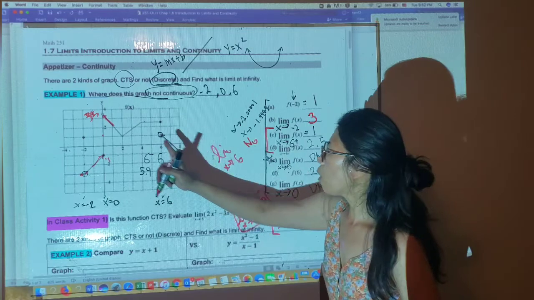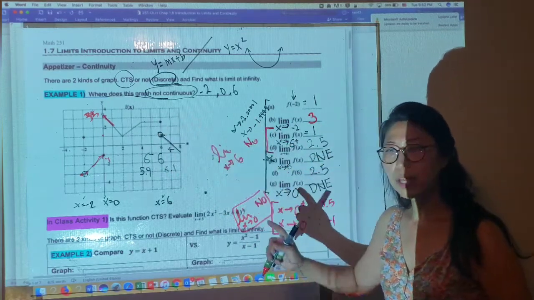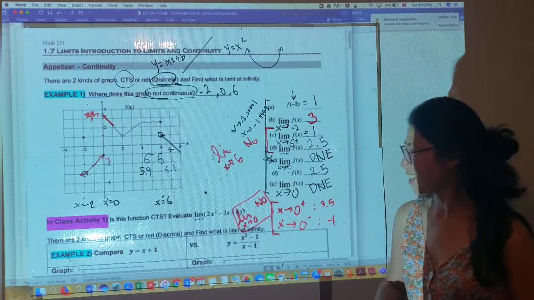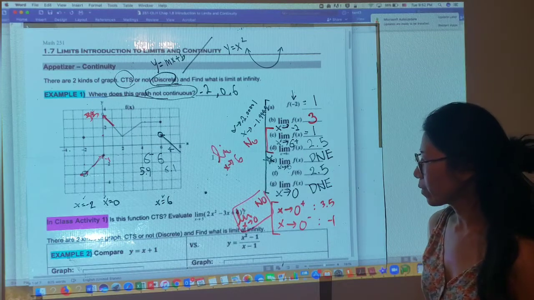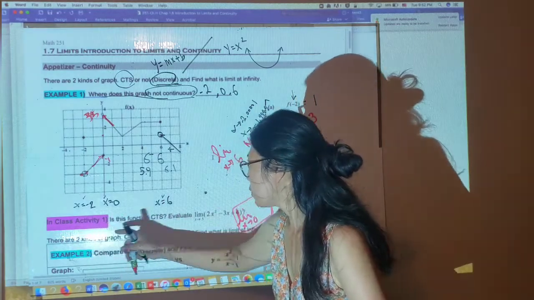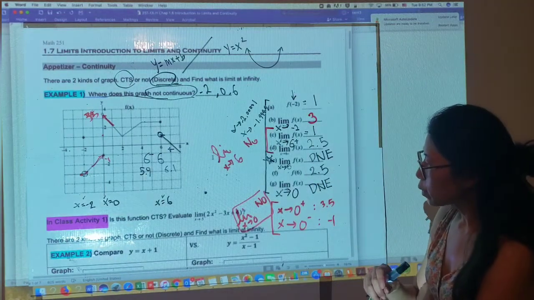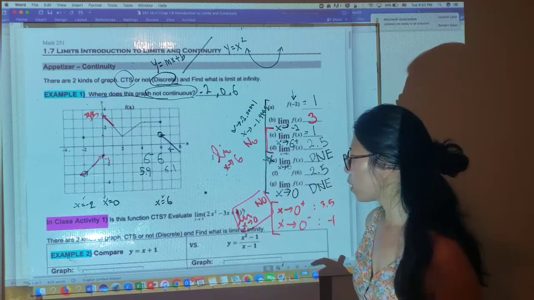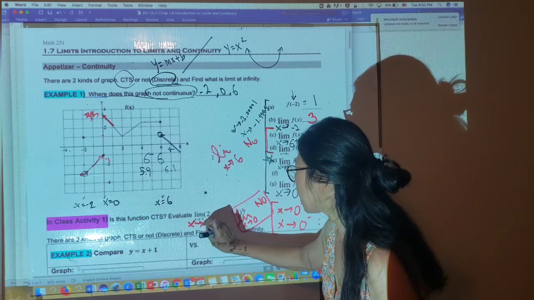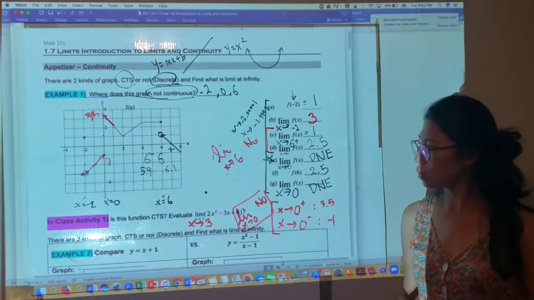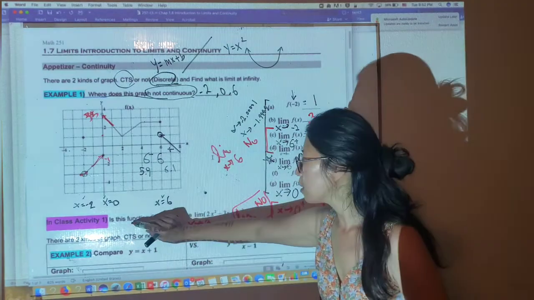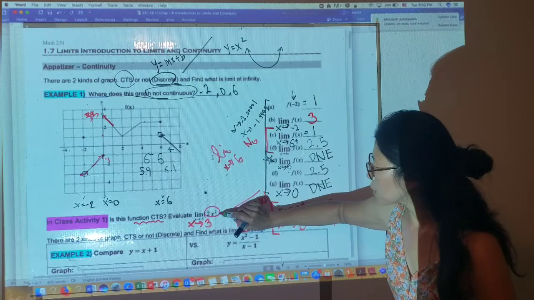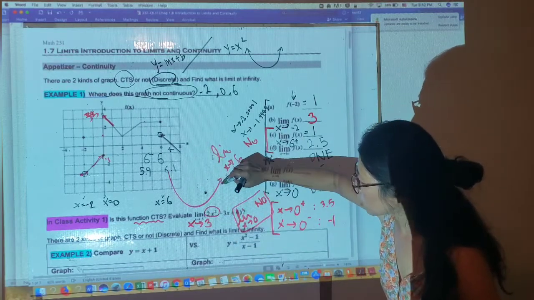When you look at the graph, you say, oh yeah, they are not connected. But I know that. How do we explain it in mathematics? Using limit definitions. Okay. So let's look at one class activity. Here my function is 2x squared minus 3x plus 4. And what is the limit at 3? What should I do? First of all, check: is this function continuous? Yes, it is continuous because I know that a quadratic function is always continuous.